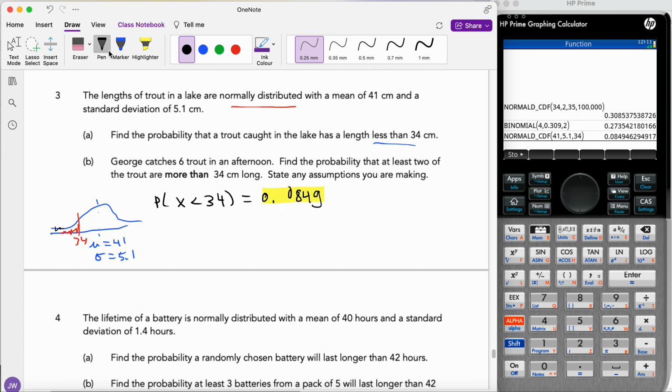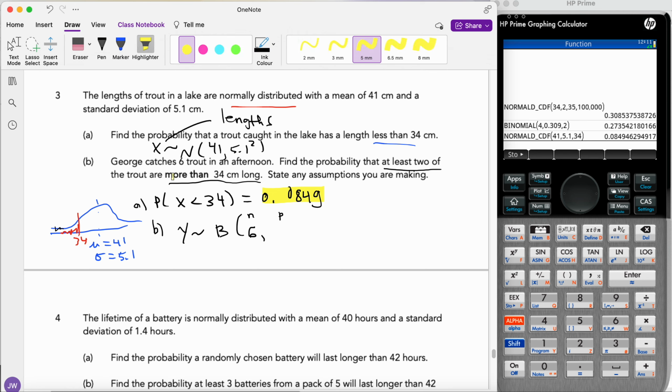B. George catches 6 trout in the afternoon. Find the probability that at least 2 of the trout are more than 34. State any assumptions you're making. So here, when you had X normally distributed with 41 and 5.1, the actual variable was the lengths of the trout. Now your variable changes again. So now your variable is the number of trout that you're going to be catching. So again, this is going to be binomial, and this is going to be 6. And now be careful, what they want is more than.